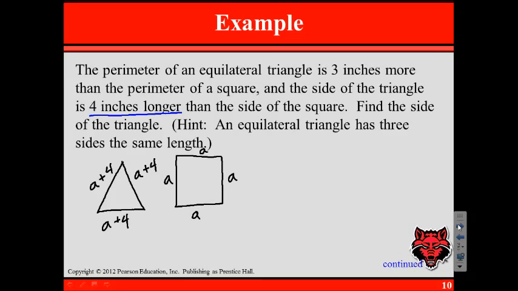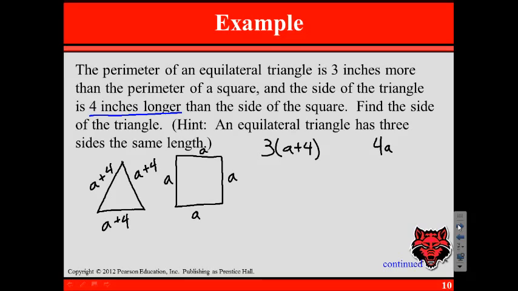Now that we have a couple of pictures drawn, one of the square and one of the triangle, let's write an equation that represents the perimeter. The perimeter of the triangle, since it has 3 sides, is 3 times its side length, 3 times A plus 4. The perimeter of the square is 4 times its side length, so 4 times A.